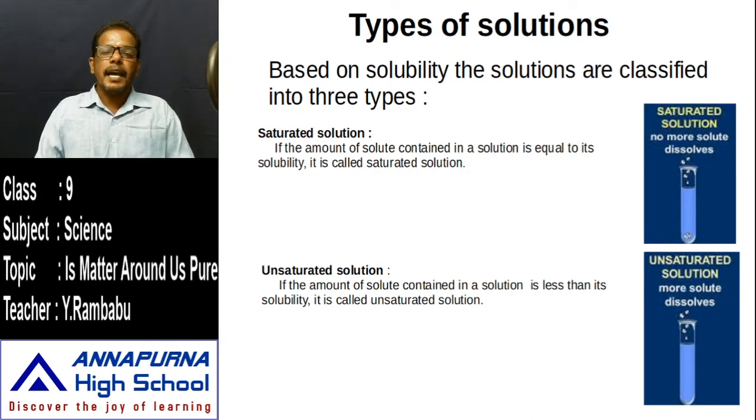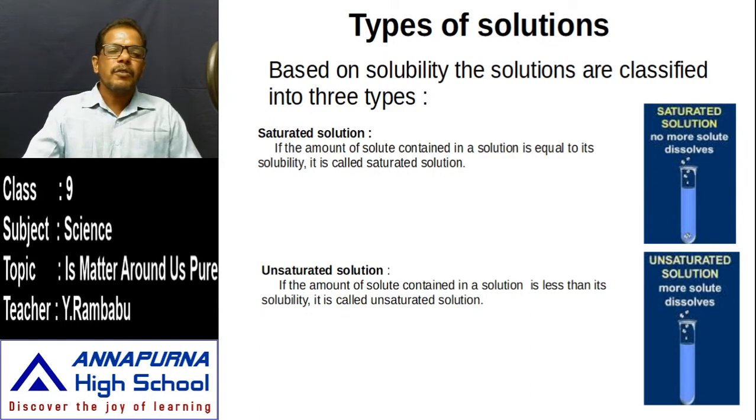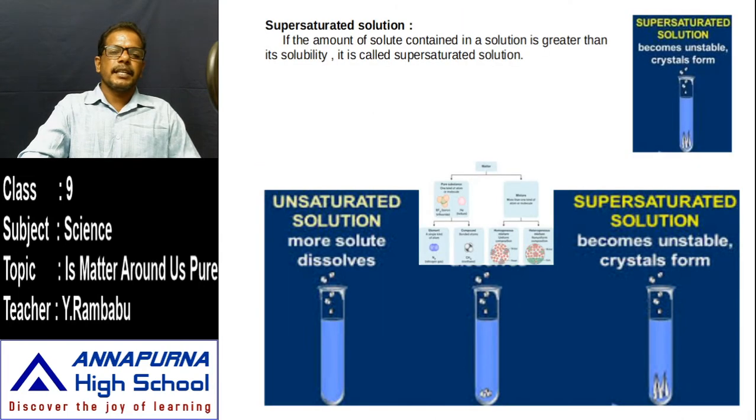Then what is a saturated solution? Whatever its solubility is, if that amount of solute is present in the solution, then it is a saturated solution. What is your ability? 6 sweets. If all 6 sweets are taken by you, then you are saturated. That much food is taken by you, which means you are saturated. In the same manner, if the amount of solute contained in a solution is equal to its solubility, then it is saturated.